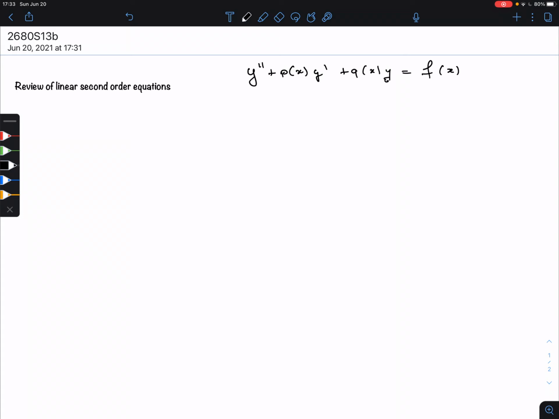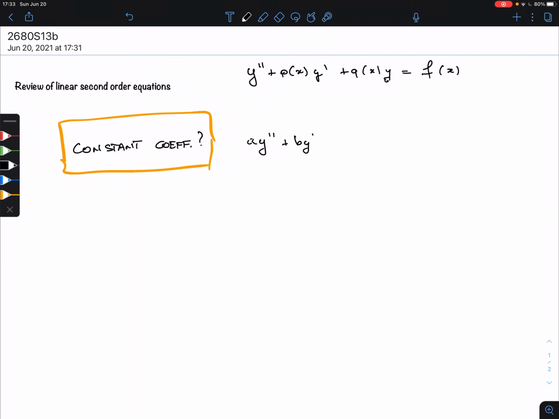Again, I'm going to present it a little bit as a flow chart. The first thing you should ask, of course, is it constant coefficients? Meaning that we have, so this particular form is, let me write it, the particular form that it would be then would be this form, right?